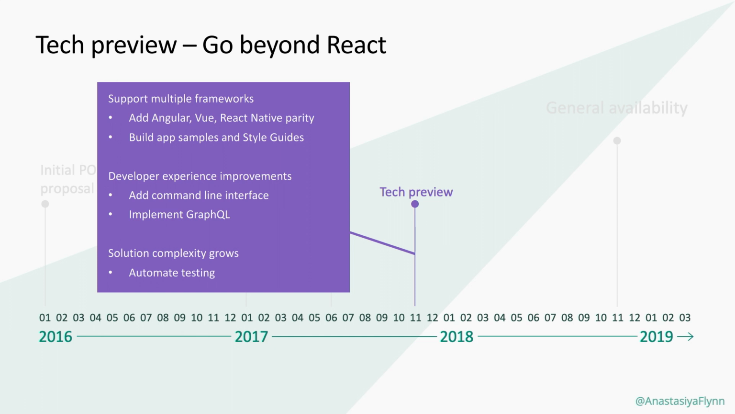So once we got to tech preview, we had the architecture pretty much ironed out. So now it was time to go beyond React and start looking to support the other frameworks. One of the things we did was in our starters, we added style guides to show examples of the common things that people did in those frameworks. Like, for example, in React, and sorry that I keep talking about React, it's the one I know, how to use render props and higher order components.